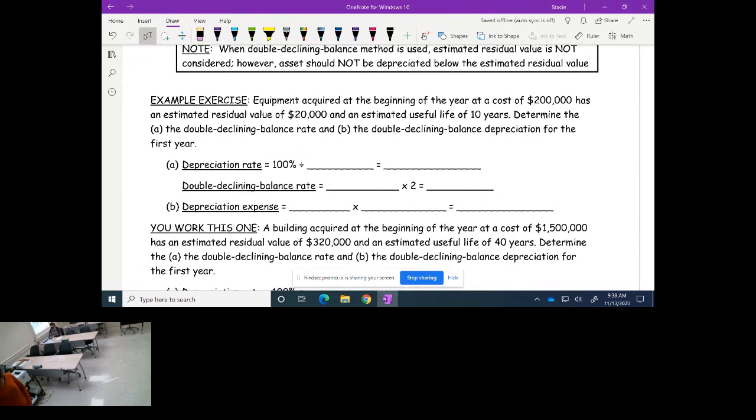All right, so let's see what this looks like. Equipment acquired at the beginning of the year at a cost of $200,000 has an estimated residual value of $20,000 and an estimated useful life of 10 years. So determine first the double declining balance rate, and then we'll figure the depreciation for the first year. All right, so the rate. This is our straight line rate that we're going to calculate first. S/L is straight line. So 100% divided by 10 years gives us 10%.